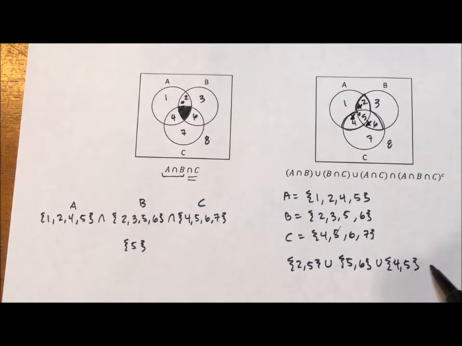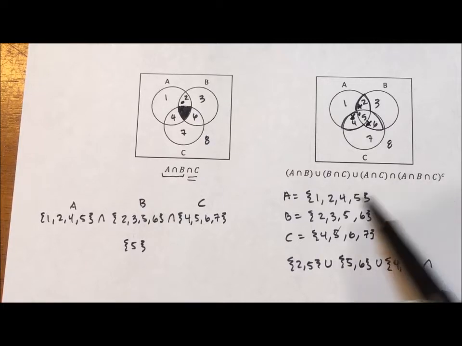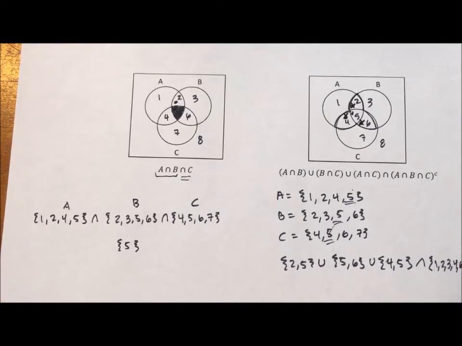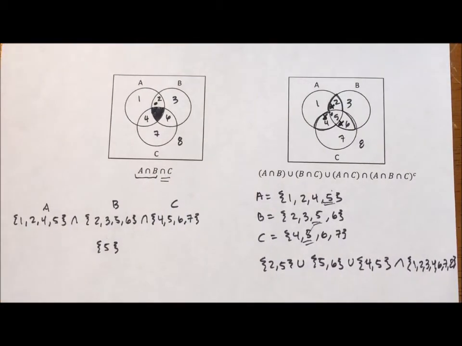And we want that as an intersection with the intersection of all these. What all three have in common is 5. That's the only thing they all three share. And the complement of that is everything but 5: 1, 2, 3, 4, 6, 7, 8. I didn't write the 5, if you thought I was saying everything I wrote down.